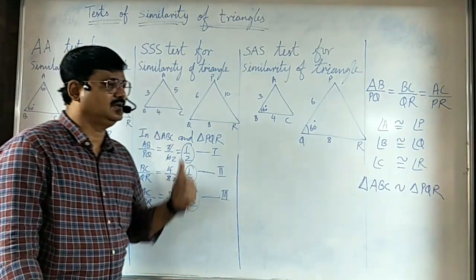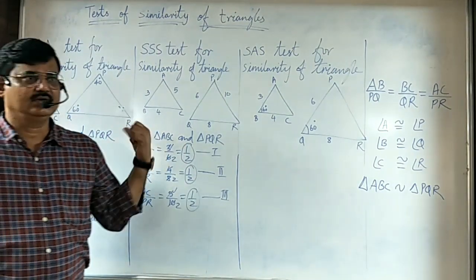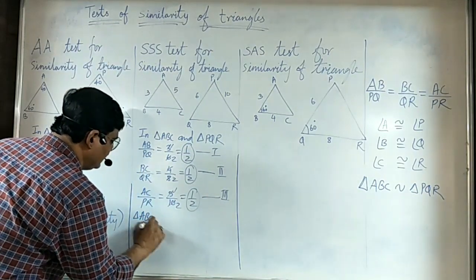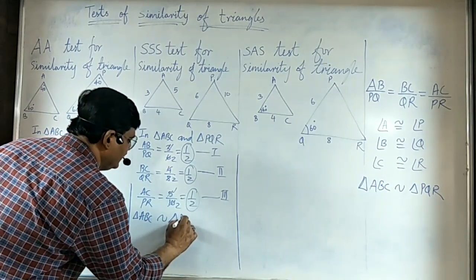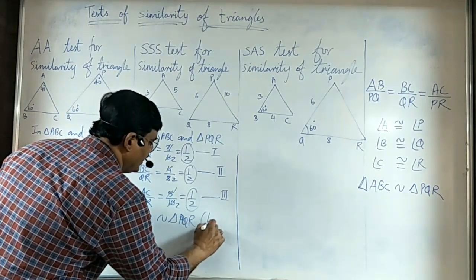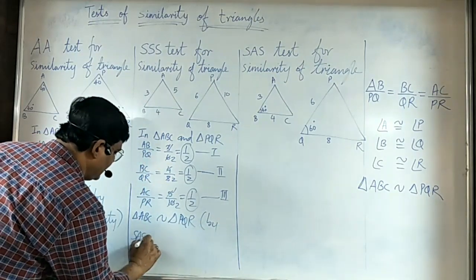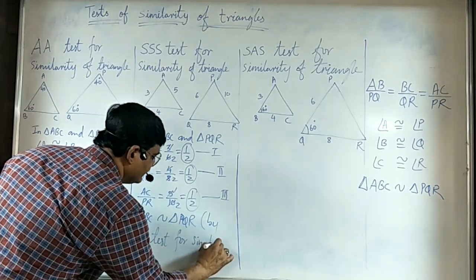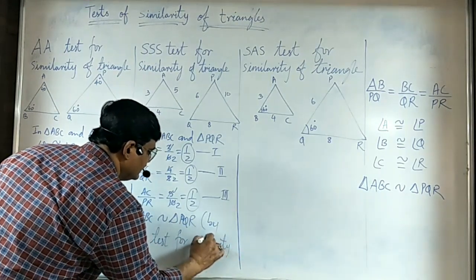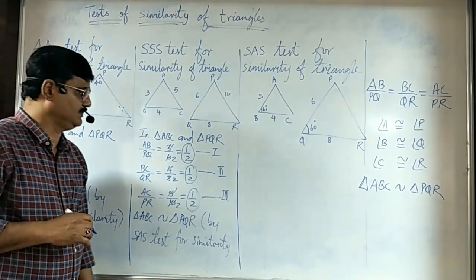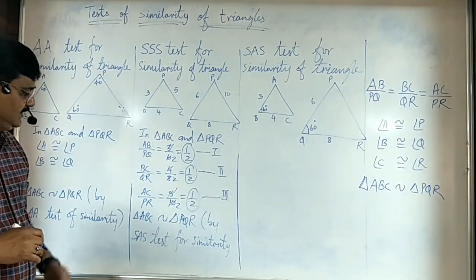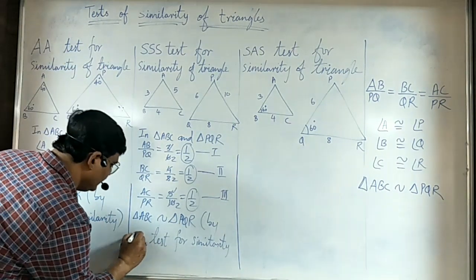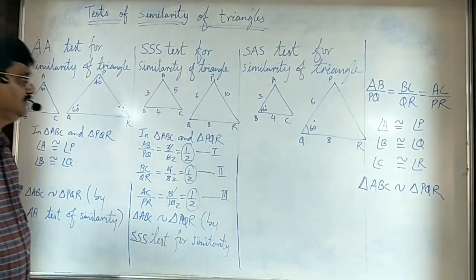If the three ratios of corresponding sides are equal, then I can say that triangle ABC is similar to triangle PQR by the SSS test for similarity. So this is how we finish the SSS test for similarity.